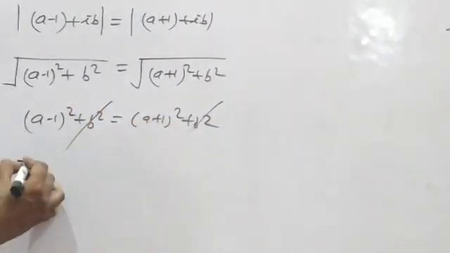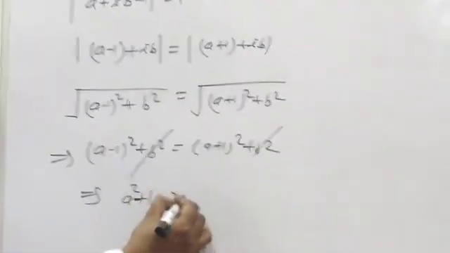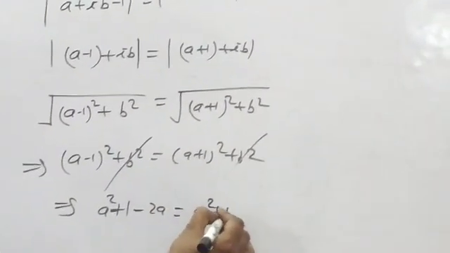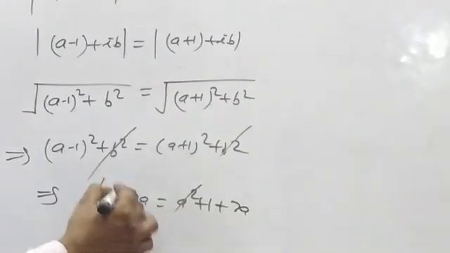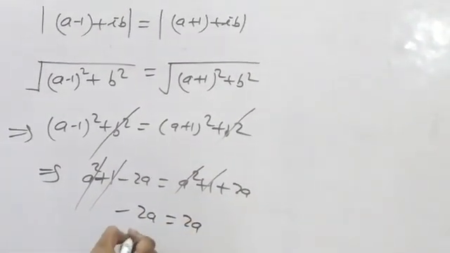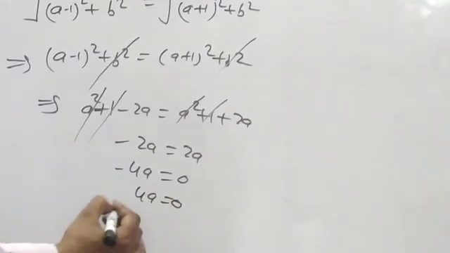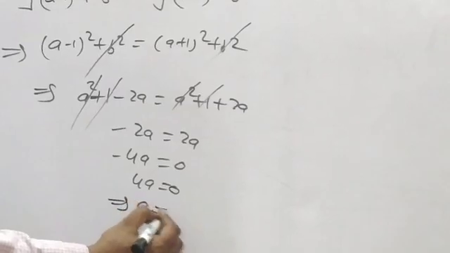Cancel here. Now a square plus b square minus 2a is equal to a square plus b square plus 2a. Cancel 1 by 1, minus 2a is equal to plus 2a, then 4a is equal to 0, a is equal to 0, therefore a is equal to 0. Clear?